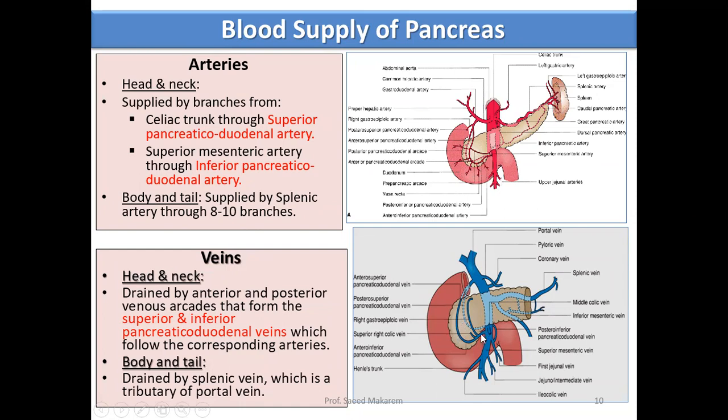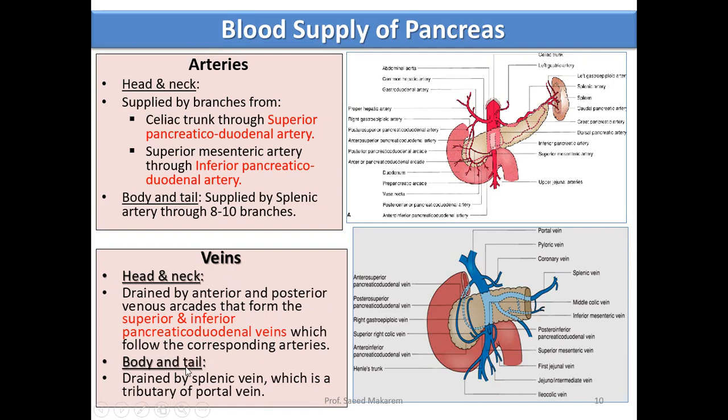So you can see here, this is the superior pancreaticoduodenal vein, and below will be the inferior pancreaticoduodenal veins, which follow the corresponding arteries. These are the corresponding arteries. The veins will follow the corresponding arteries.